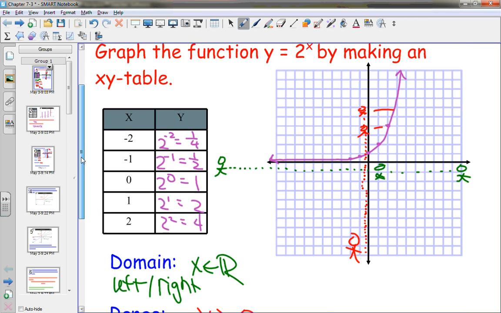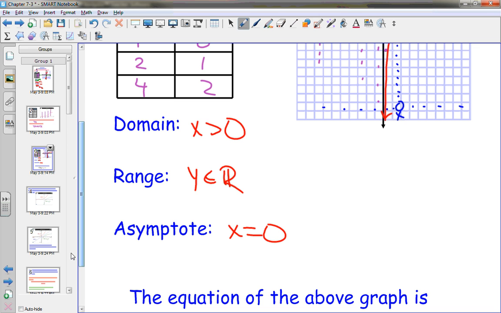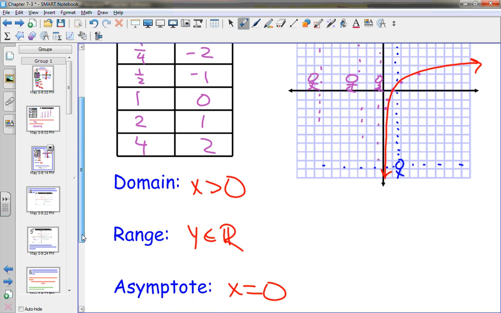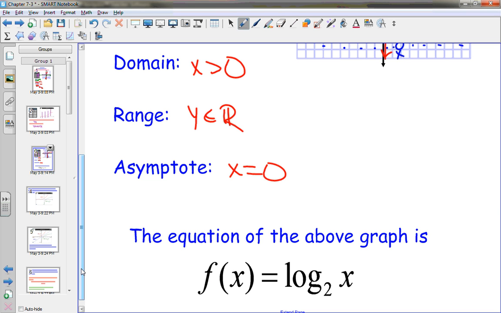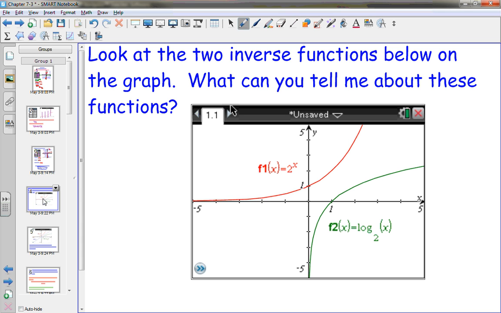So if I come back up here, my range, which is y is greater than 0, now turns out to be what? My x values, which is going to be my domain over here, and x is greater than 0. Do they match? If I go back to the first one up here, I have a horizontal asymptote at y equals 0. If I come back to this one, now what do I have? A vertical asymptote. Now, the equation of this function is going to be log base 2 of x. Those two functions, which are right here that I graphed so beautifully for you, 2 to the x and log base 2 of x, are going to be inverses of each other.